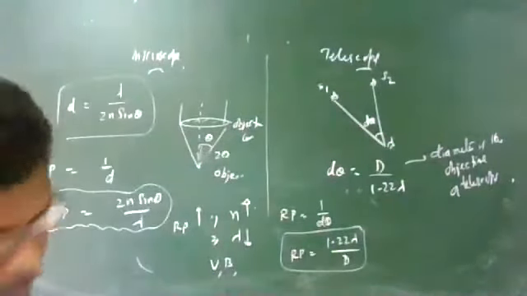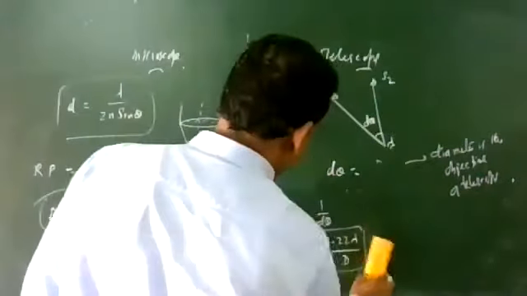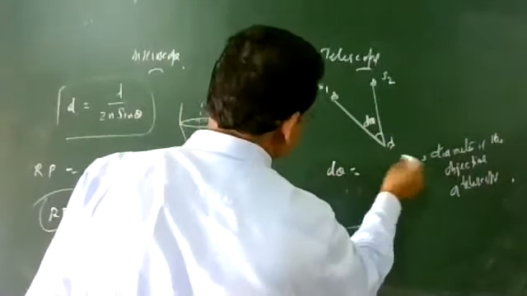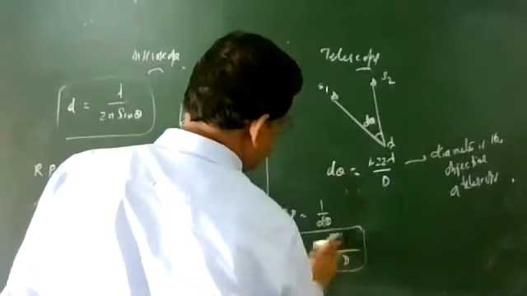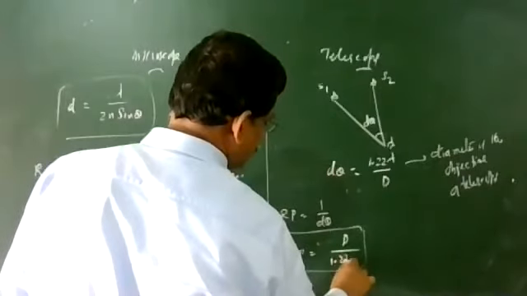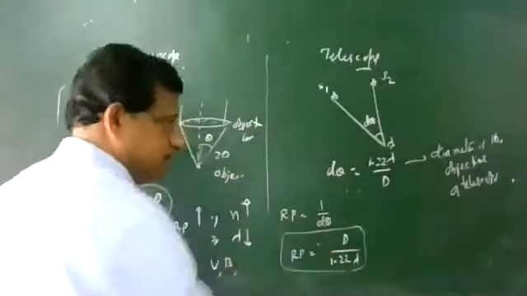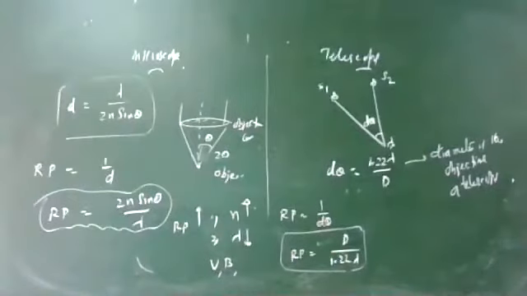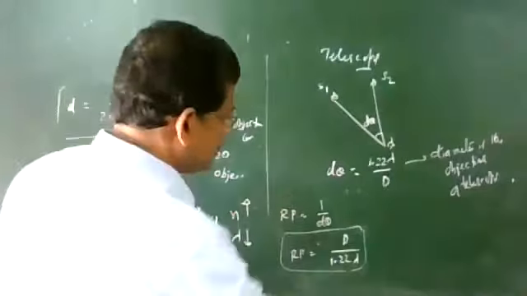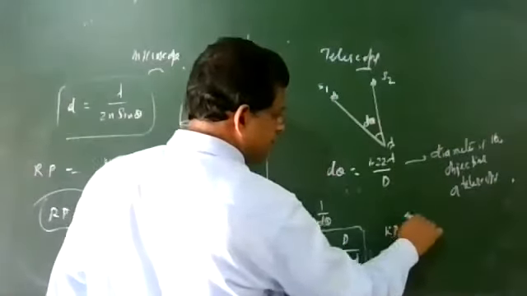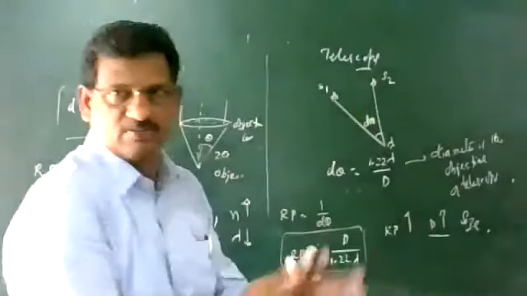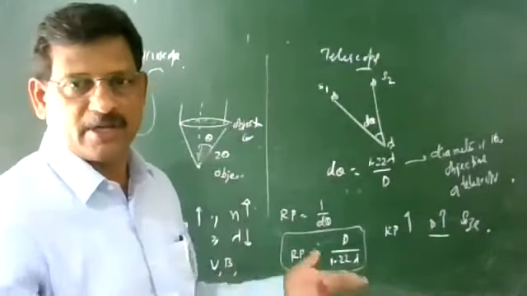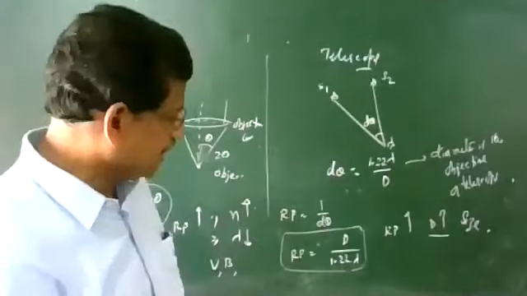You will type the equation: d theta is 1.22 lambda divided by d. D stands for the diameter of the objective of the telescope. So this is the resolving power. The resolving power of a telescope can be increased by increasing the diameter, that is, the aperture size.